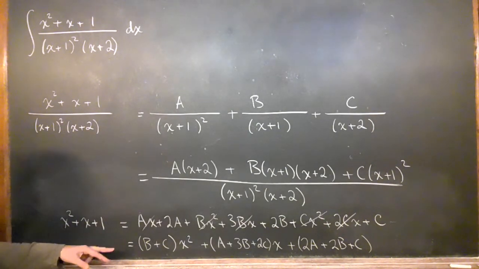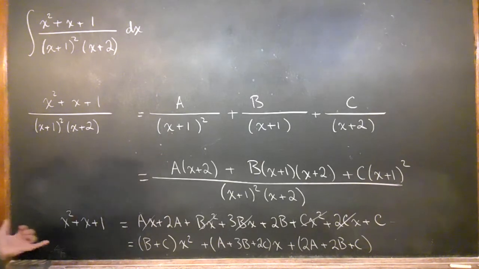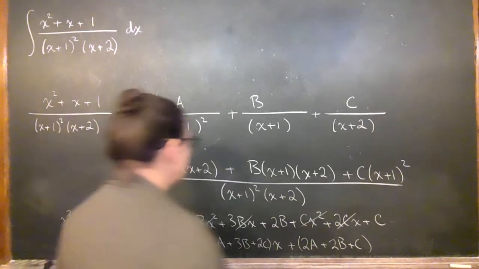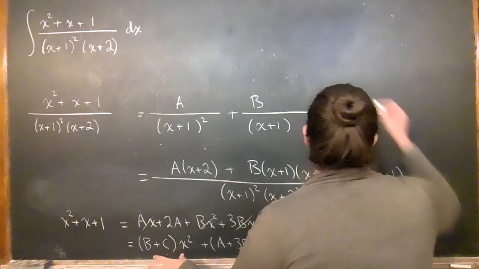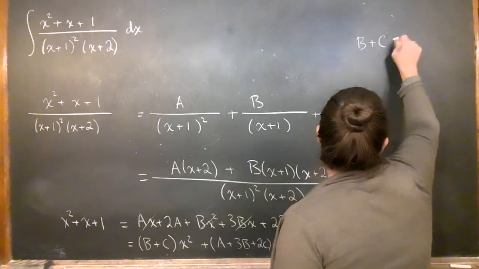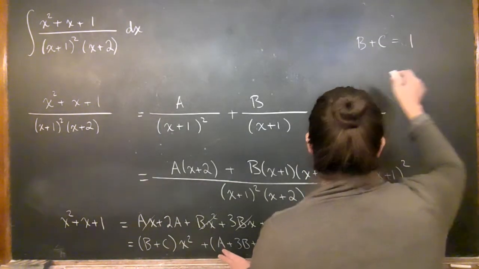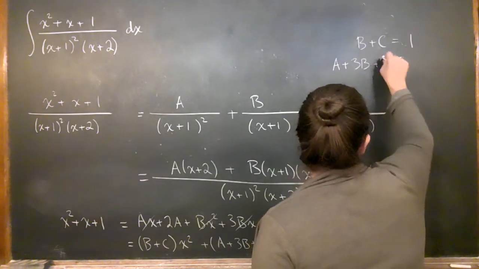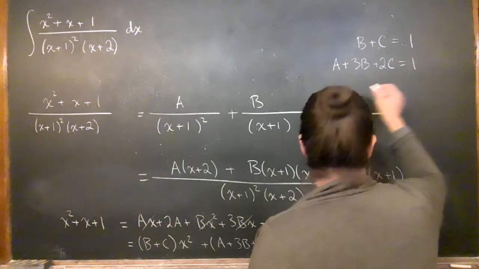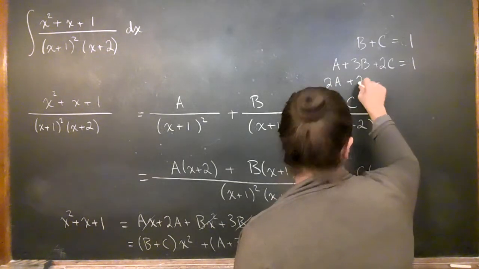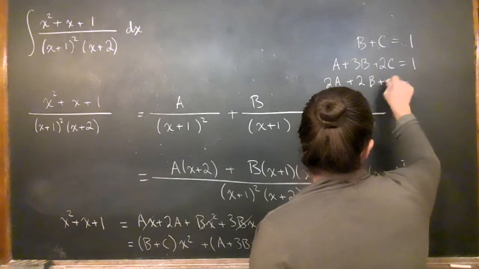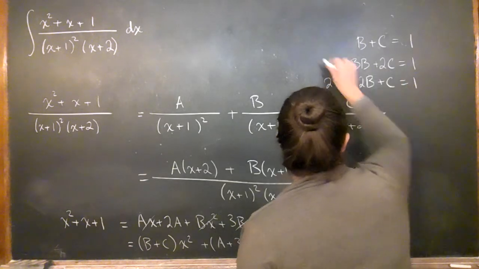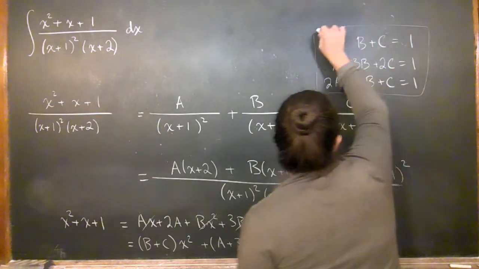Now I'm going to equate these, and that's going to give me my system of equations. All the coefficients on the left-hand side are 1. So what I pull out is that b plus c has to be equal to 1, that a plus 3b plus 2c has to equal 1, and 2a plus 2b plus c has to equal 1. Anyway, that was the system of equations that I pulled out from there.